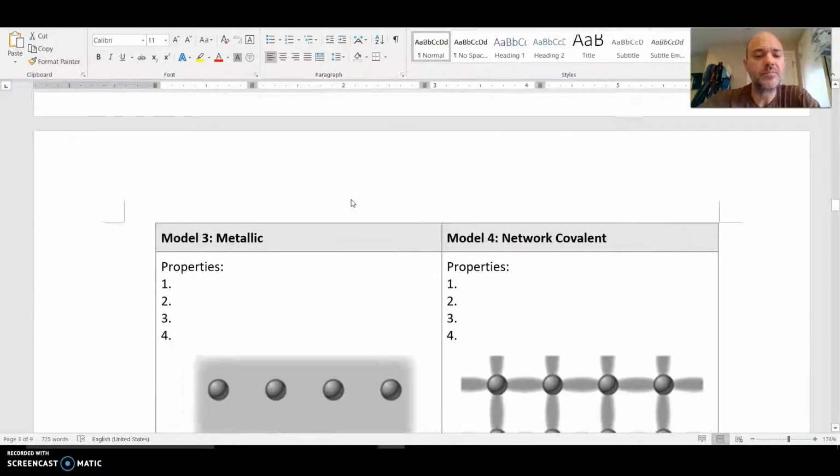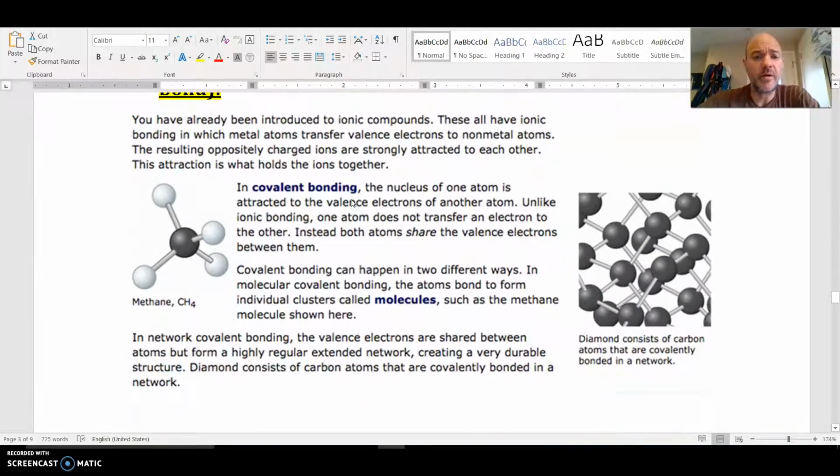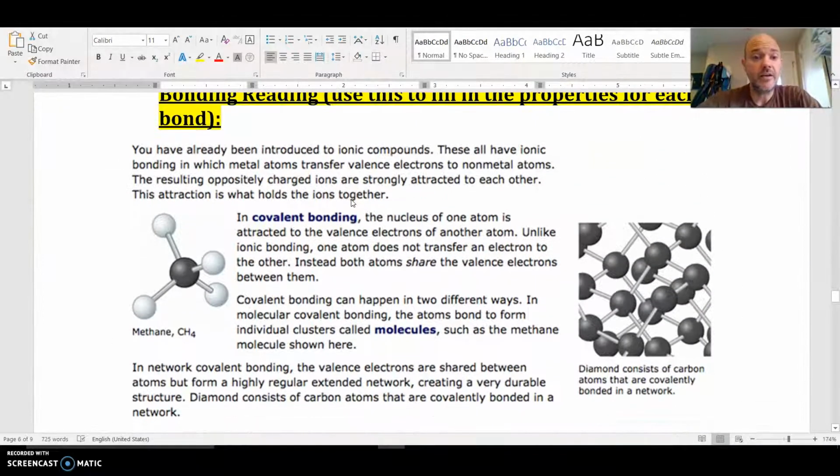All right? So I'm going to skip down all the way to the bottom to look at this reading. So thinking about this, we've been introduced to ionic compounds a little bit. That's not quite true in this reading. In the previous reading they did, but you guys didn't do that previous reading, so don't worry about that sentence.